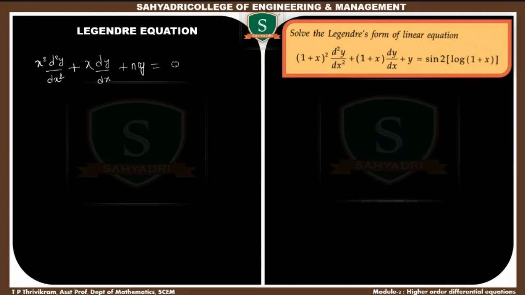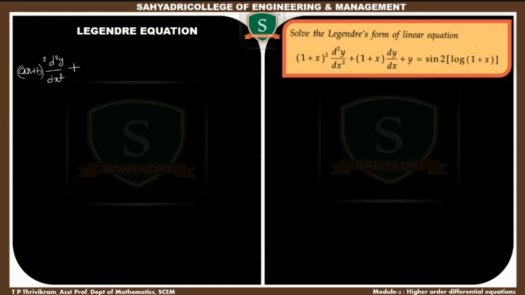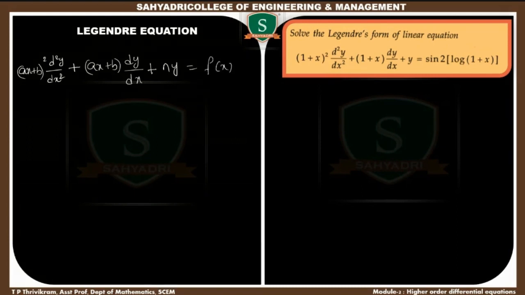But Legendre's equation will be replaced with this x as a linear function. That means ax plus b whole square into d square y by dx square. Here also, instead of x, it will be replaced with ax plus b into dy by dx plus some ny is equal to 0 or some function of x. Okay, so this is the only difference.